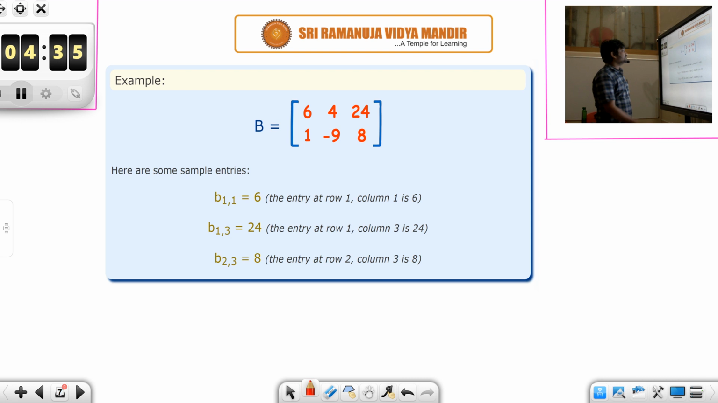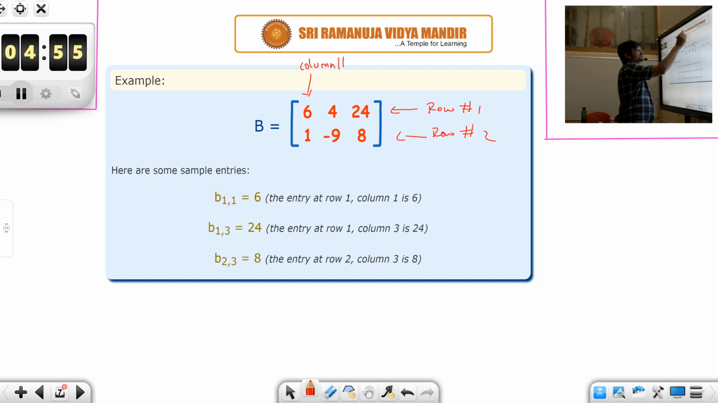And then let's look at a simple example. Look at this matrix B. If you clearly observe, there are two rows. This is row number 1 and this is row number 2, the ones going left to right. And these are your columns, the up and down ones: column 1, column 2, and this is column 3.